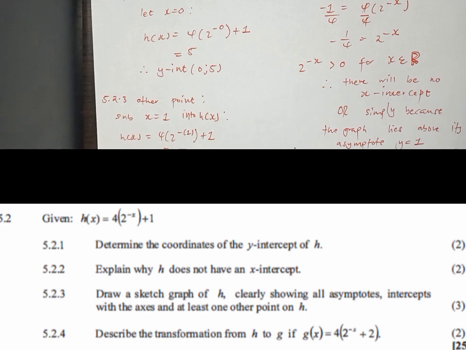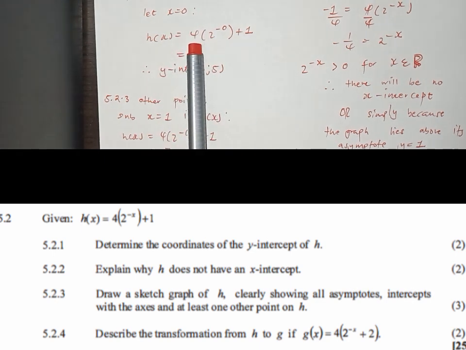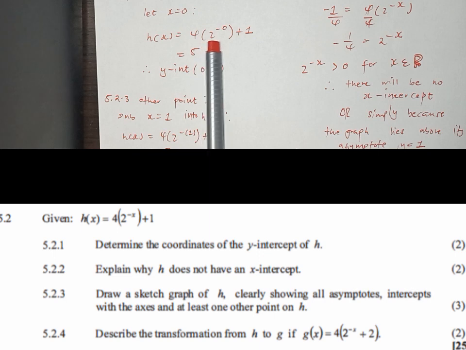Okay, so to determine the coordinates of the y-intercept of h, obviously you have to let x is equal to 0. So let x is equal to 0, h of x is equal to 4(2 to the power negative 0) plus 1, which is equal to 5. Therefore your y-intercept is (0; 5).